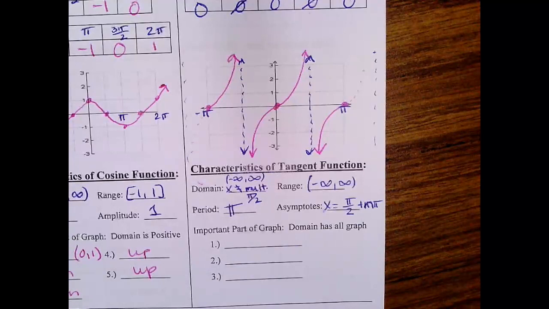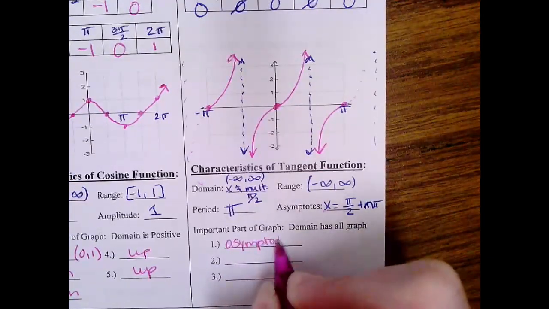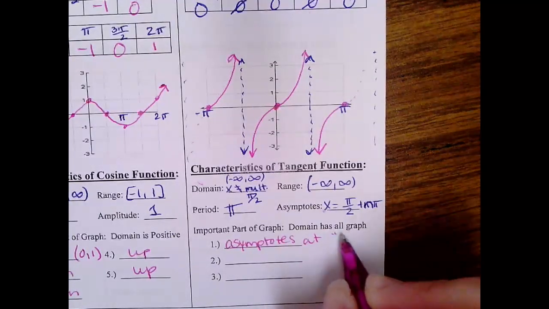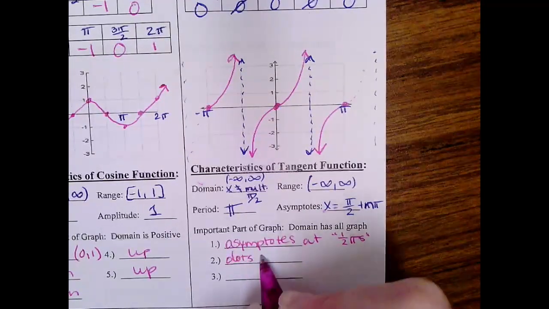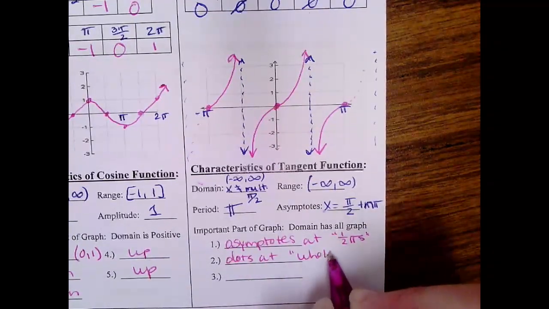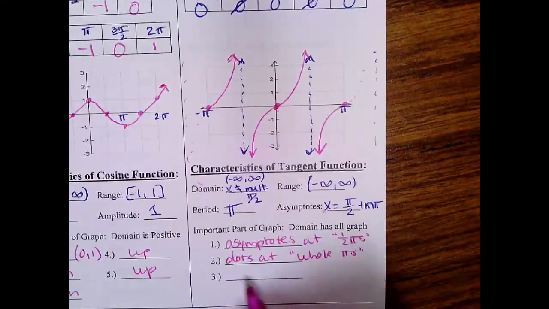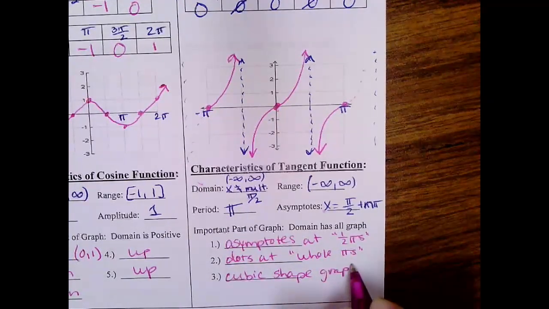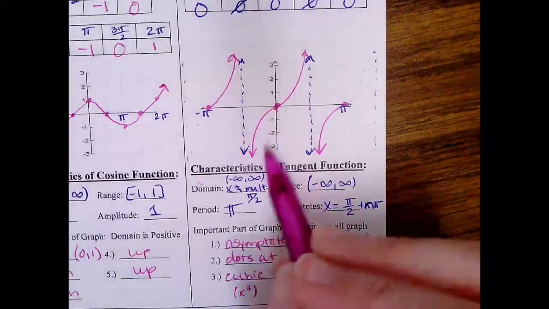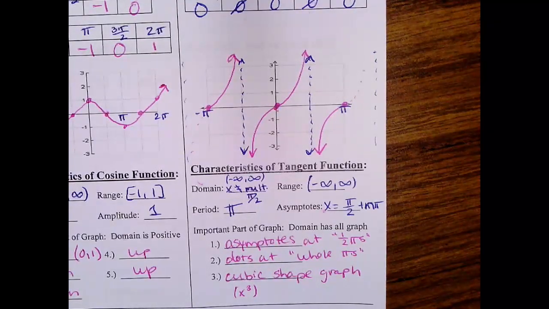All right, important parts of your graph here. You have asymptotes at 1/2 pi's. You have dots at whole pi's. And that's what I'm talking about here, the zeros. Okay? And it is a cubic shaped graph. So what I mean by that is like x to the 3rd power takes also on this shape. All right, so those are the basic functions, basic graphs of sine, cosine, tangent.